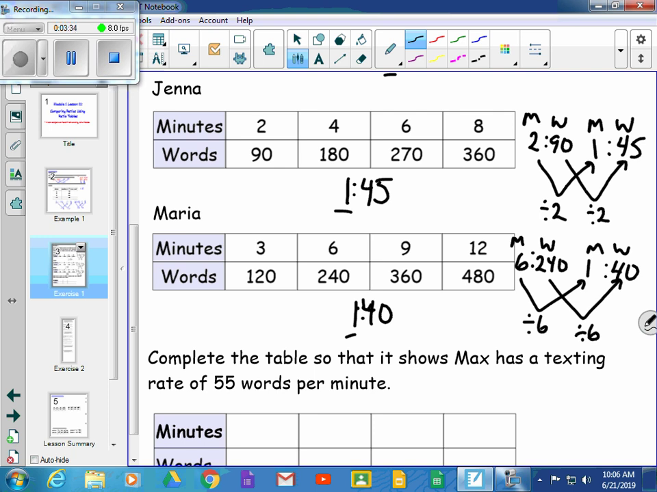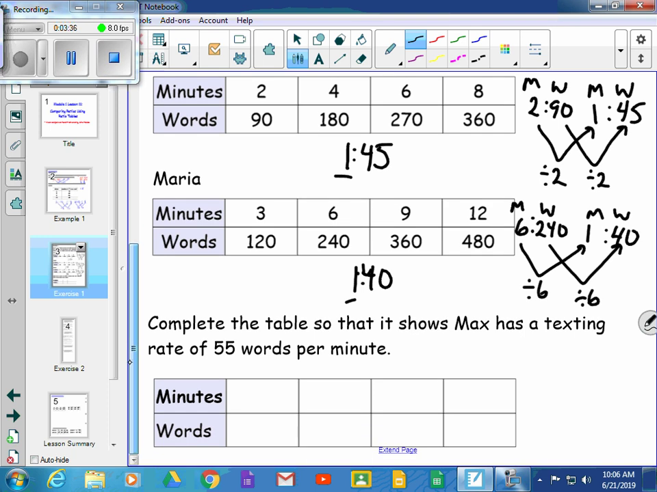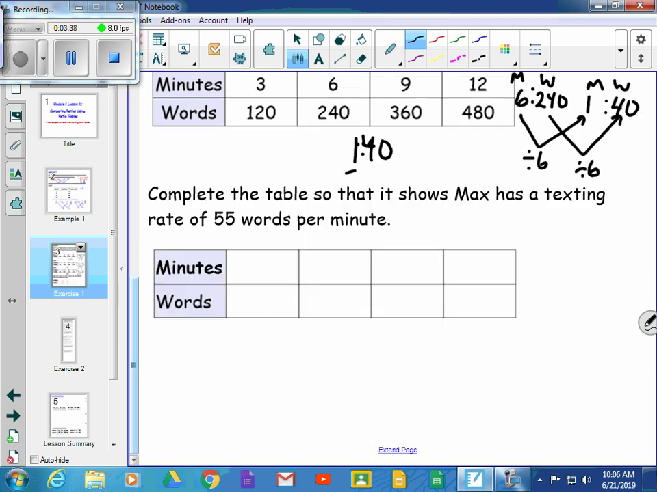Now, you have one more part here, and that's on the top of the next page. It says complete the table so that it shows Max has a texting rate of 55 words per minute. 55 words per minute means we're comparing 55 words for every 1 minute. So I would start off with my original ratio of 1 to 55.